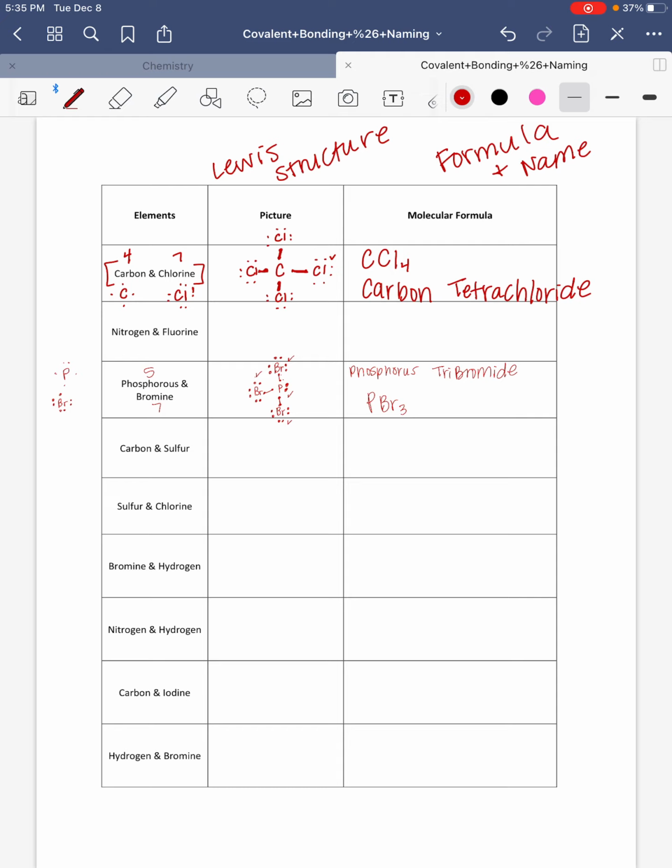Try the other ones on your own. I'm going to post an answer sheet and just make sure to check your answers. Please let me know if you have any questions.